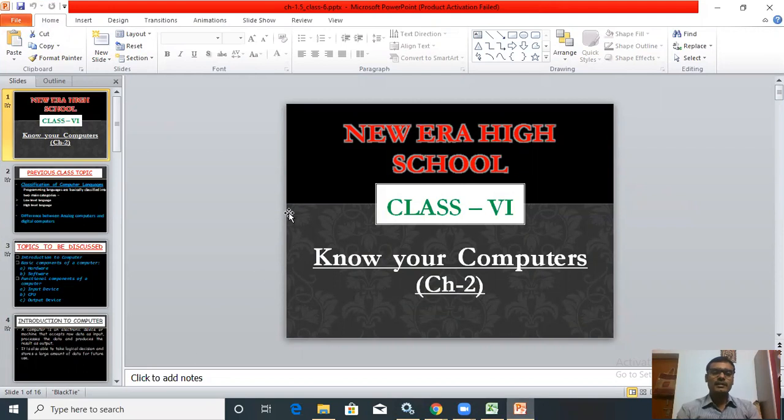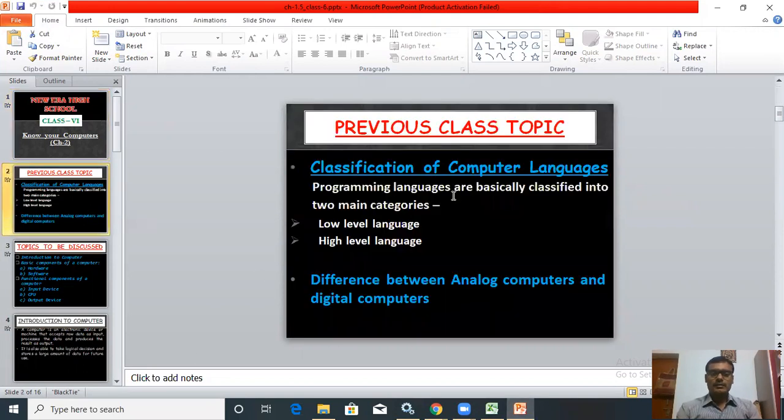In the previous class, we have discussed these topics of chapter 1, classification of computer languages. Programming languages are basically classified into two main categories, low-level language and high-level language. Then we have discussed the difference between analog computers and digital computers.